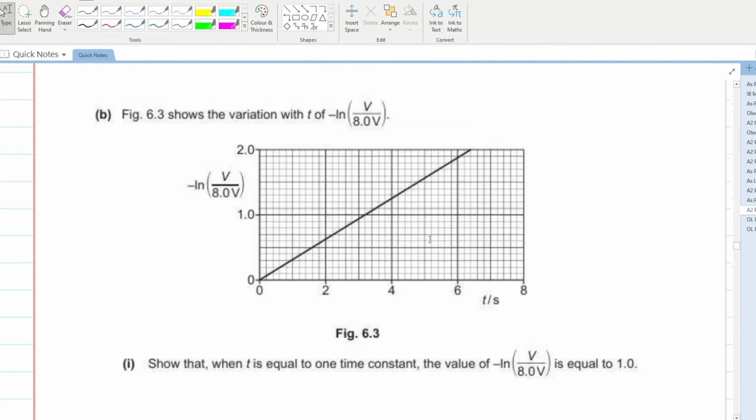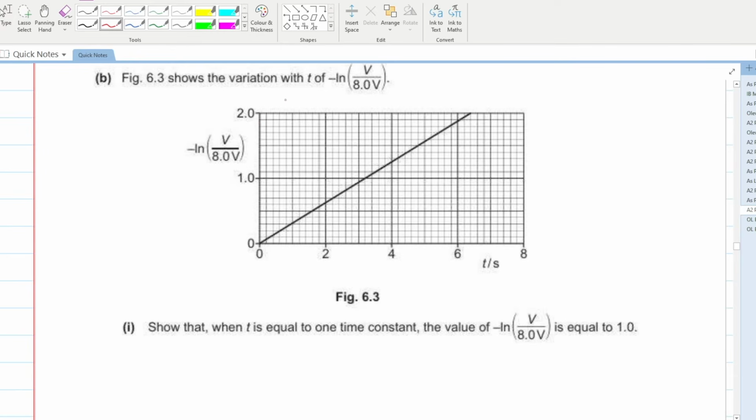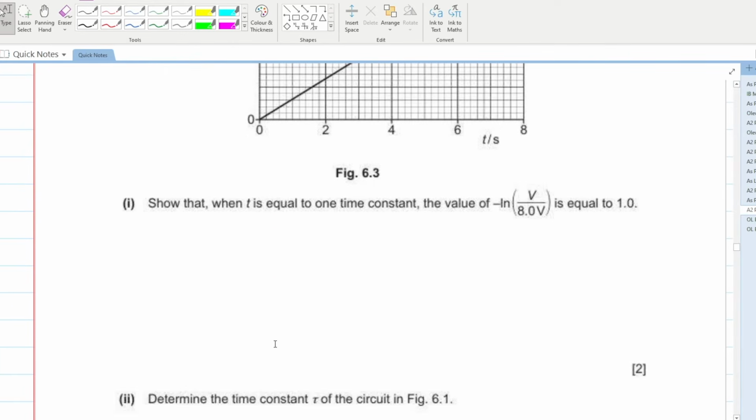Let's further move ahead. Figure 6.3 shows the variation with time t of minus ln V divided by 8 volts. Show that when t is equal to 1 time constant, the value of minus ln V over 8 volts is equal to 1. Okay, let's do that. What decay equation have we studied? V is equal to V naught e to the minus t divided by tau. Now if time is equal to 1 time constant, meaning time is equal to tau, so place it. What was the maximum voltage? 8. V comes here.